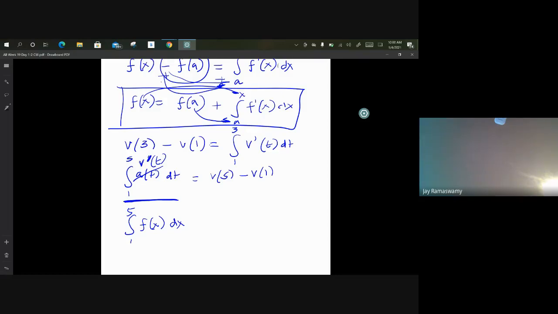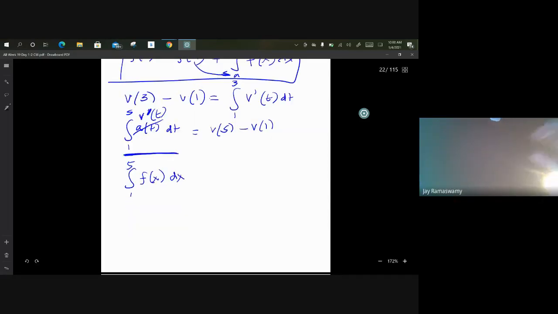The students that don't get this will struggle on the homework. So when the problem begins, you're saying, man, I can't use net change. It's the integral from 1 to 5 of acceleration, but I can write acceleration as v dash and then apply the net change. Let me do another example. Say 0 to 6.